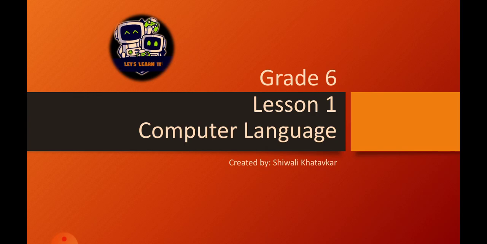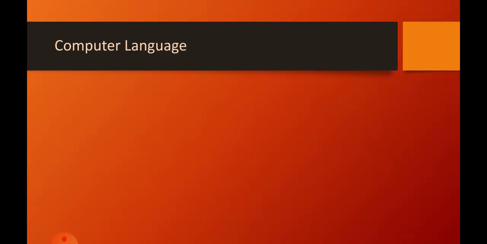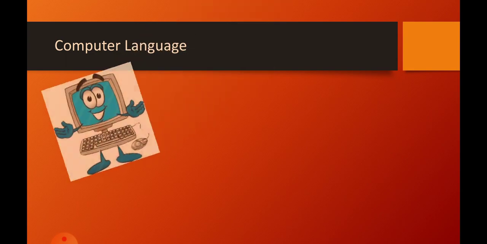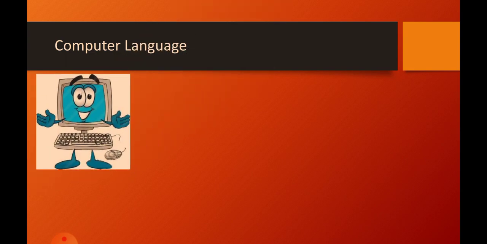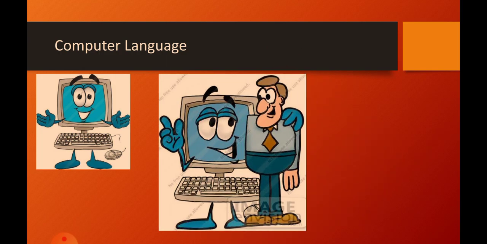This is your lesson 1, computer language. We need a language to communicate with each other. We speak in Hindi, Marathi, English, in many languages. But these languages are human languages. To communicate with a computer, we need a language which a computer understands. That type of language is called computer language.